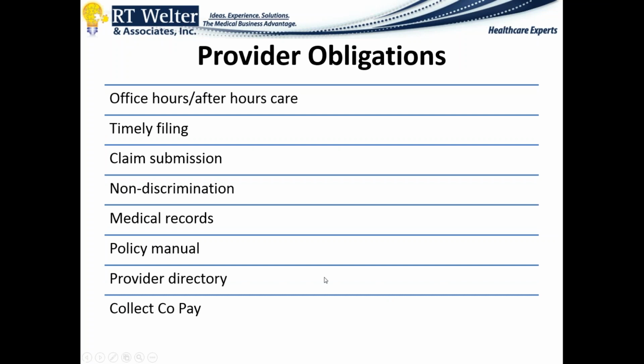Some stipulations in your contract that will be specific to providers are going to be things like office hours, if you offer any after-hours care, timely filing submission, which are the time limits that you have to submit claims for proper reimbursement, claim submission, non-discrimination, policies regarding medical records and safeguarding PHI, policy manuals, a published provider directory, and if your patients are on a commercial insurance and they have a cost share or copay, it is your obligation to collect that.